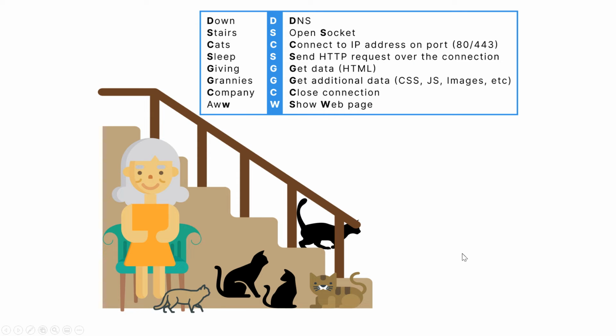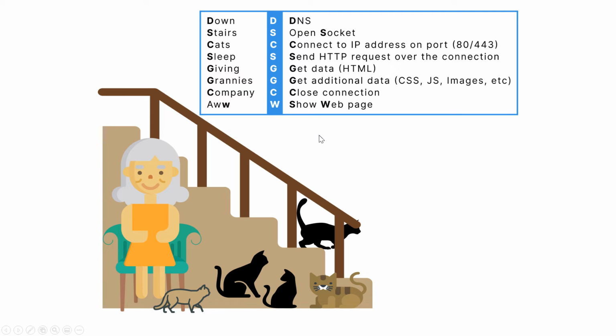So we're on the browser. Well, we've typed into the browser www.google.com. What happens next? So I've created this analogy. Downstairs, cats sleep. So downstairs, cats sleep, giving granny's company are. That's the best I could come up with, which stands for DNS, the socket, connect to IP address, send HTTP request, get data, get additional data, close connection, and then show web page. That should not be bolded. It should just be the W.